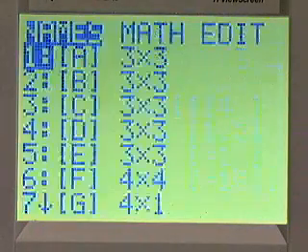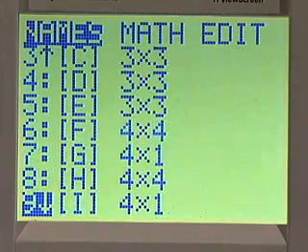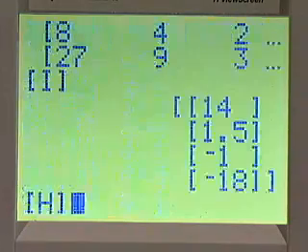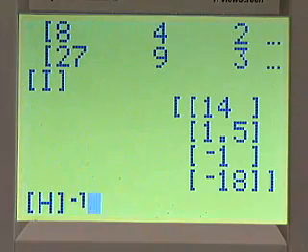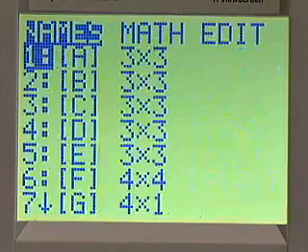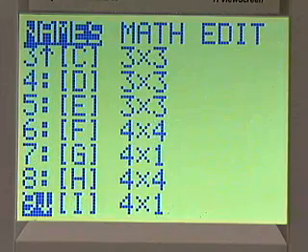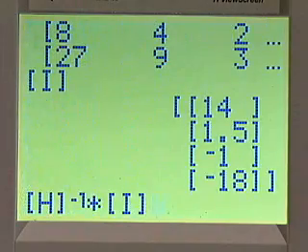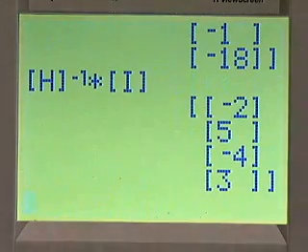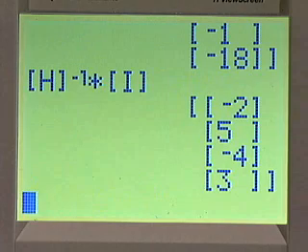We'll go matrix H inverse times matrix I equals. And we see that we get the solution -2, 5, -4, 3, just as we expected.